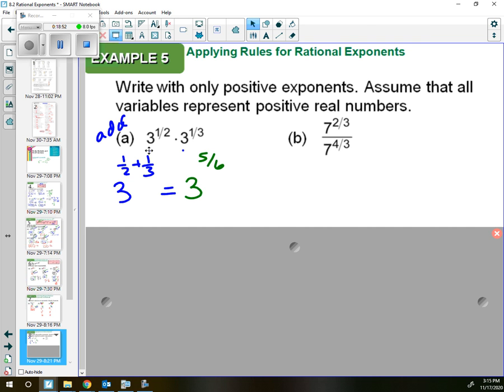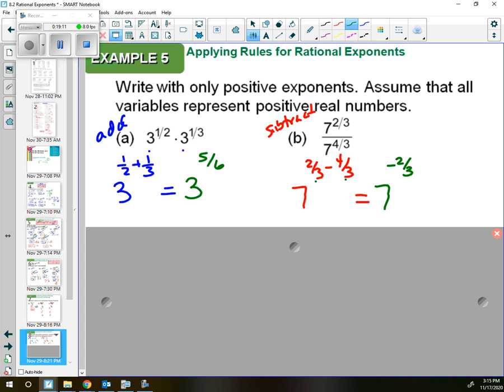All right, what do we do if we divide? If you're dividing things with the same base, we subtract the exponents, right? So we're going to be subtracting. So it'd be 7 to the 2/3 minus 4/3. All right, so be careful on that. 2/3 minus 4/3. So same denominator already, so we can just kind of do it in our head. 2 minus 4 would be negative 2/3 power.